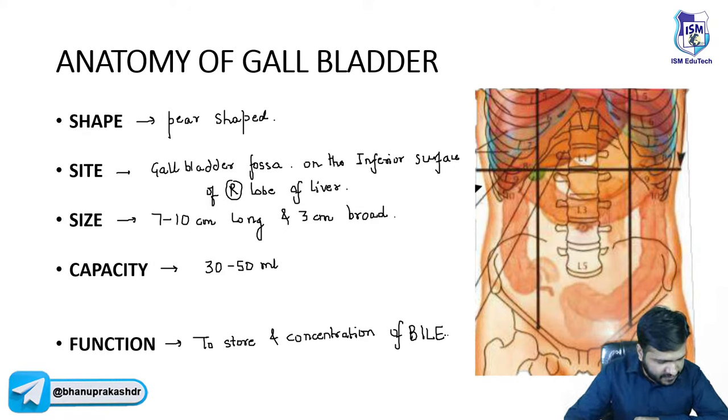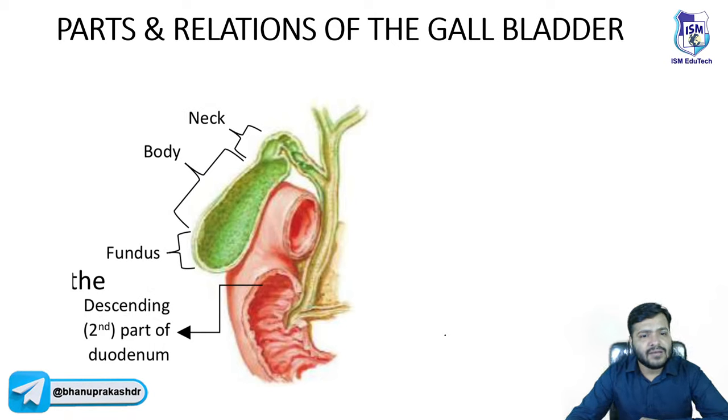So I hope this is clear to everyone. Just give me a thumbs up. The shape, site, size, capacity and function. Shelly, perfect. Dimple, very good, beta. Next, coming on to the parts of the gallbladder. With the parts, I will be discussing the relations also.